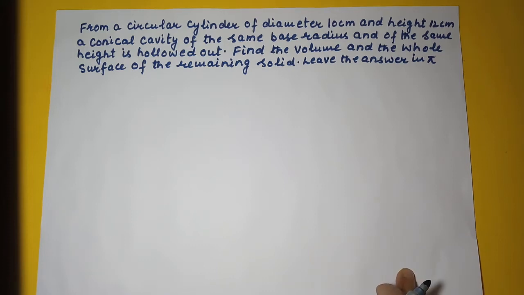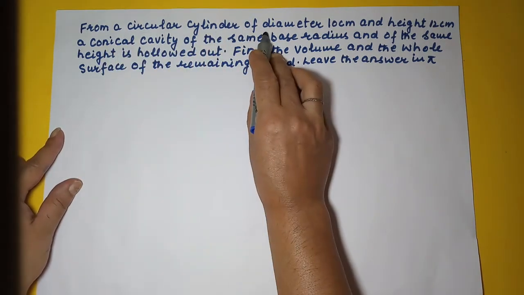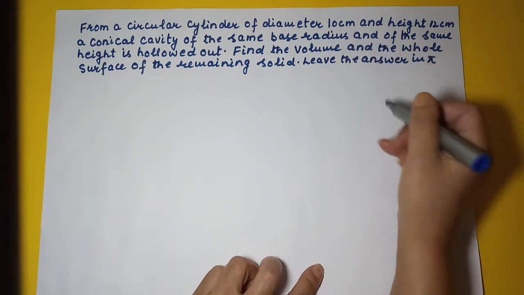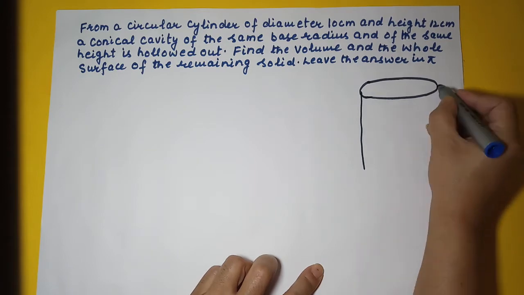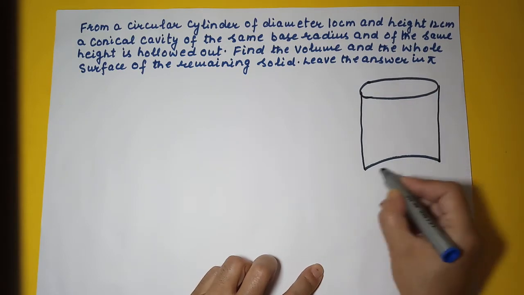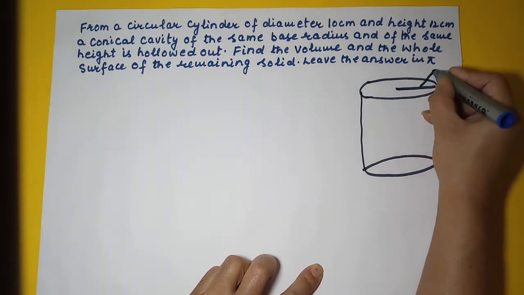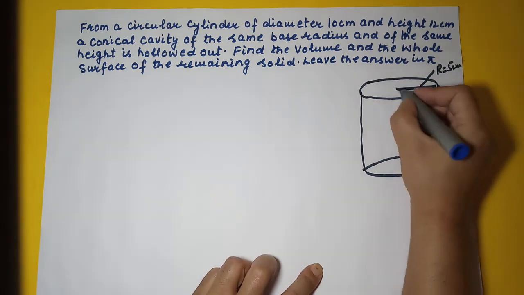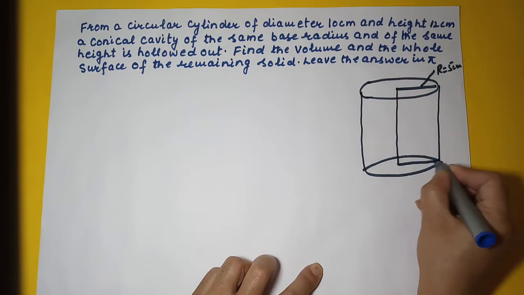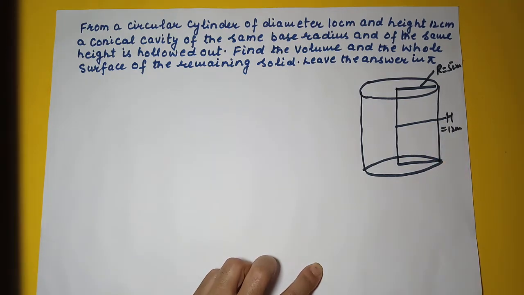Now in this video we are continuing with the cone. So we have a question: a circular cylinder of diameter 10 centimeters. Alright, we have a cylinder like this. This cylinder has a diameter of 10 centimeters, so we can say that the radius is 5 centimeters and the height is 12 centimeters. Alright, the height, capital H, is 12 centimeters.